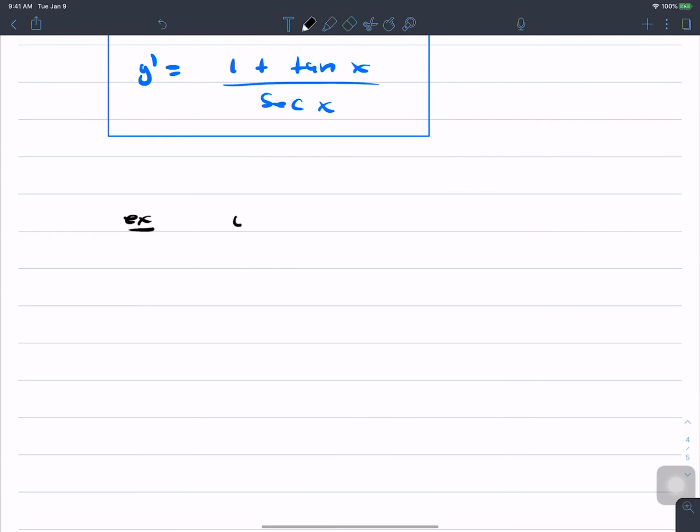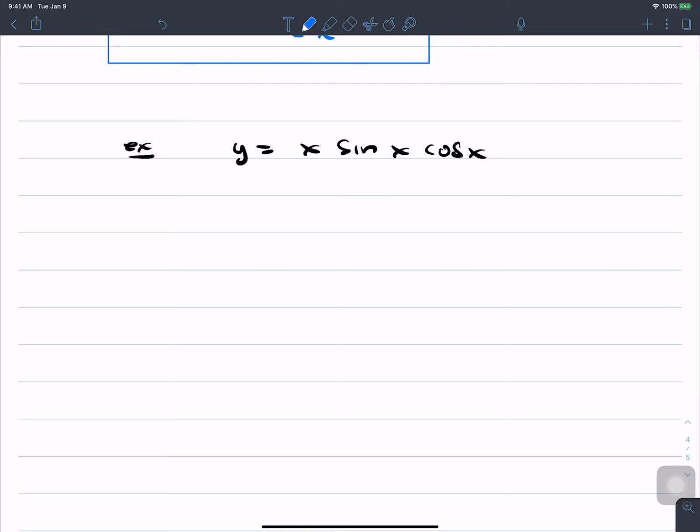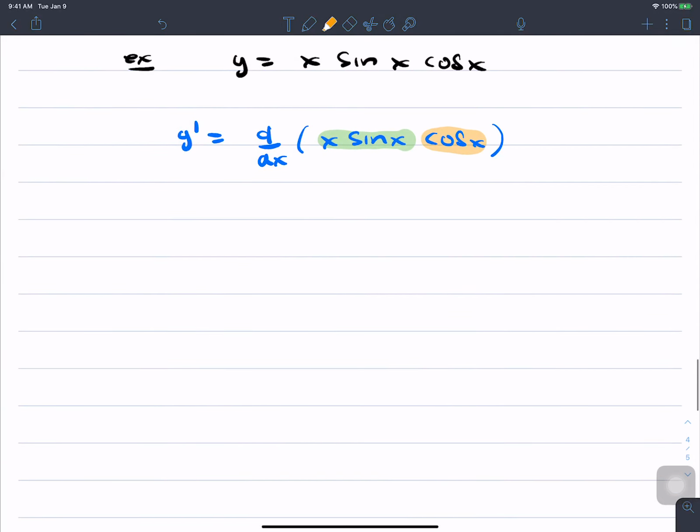Let me do something here. So y is x sine x cosine x. I know your book has something kind of similar. Let's see what we get now. We're going to use product rule, ladies and gentlemen. Let me show you how this will work. I'm going to look at the first two as a single function, and this last one as a different function.